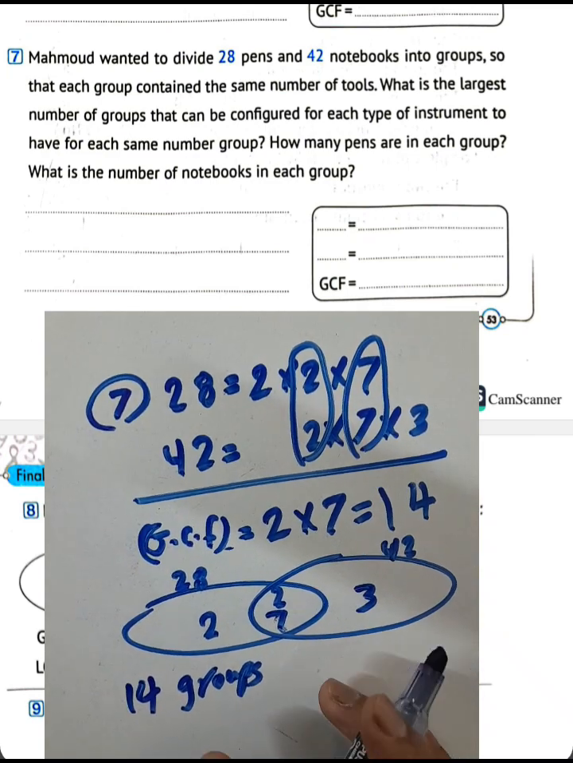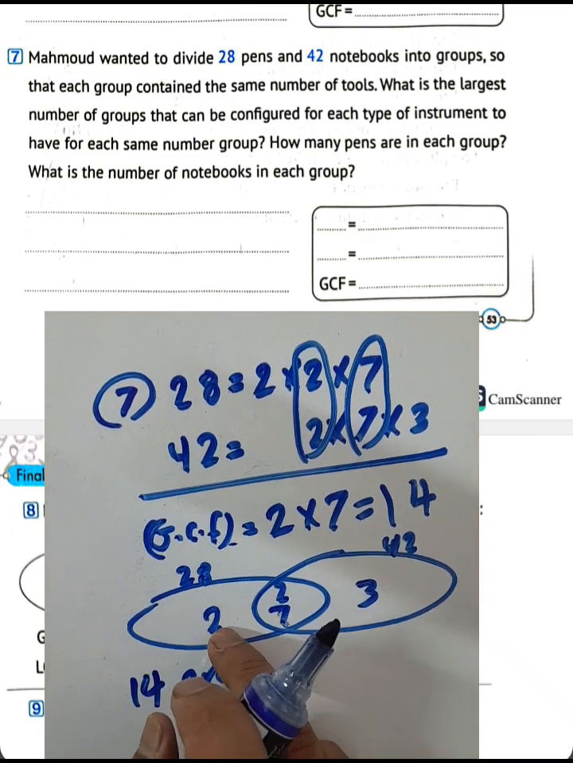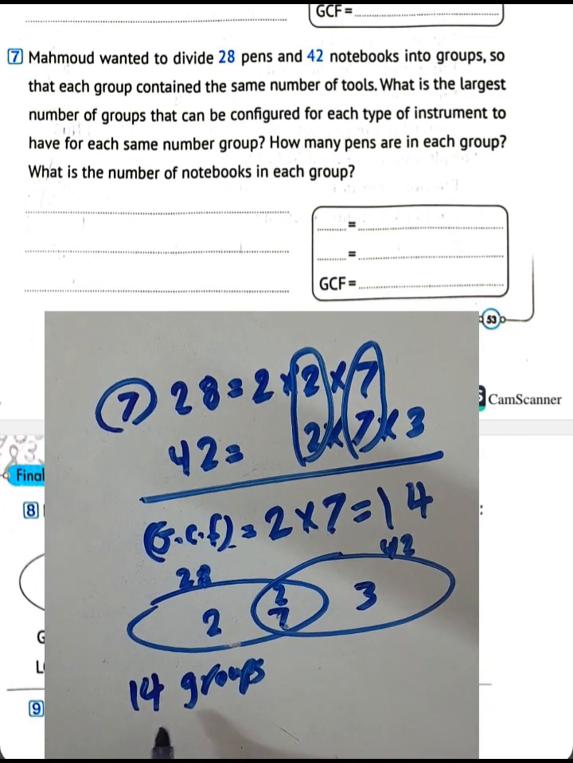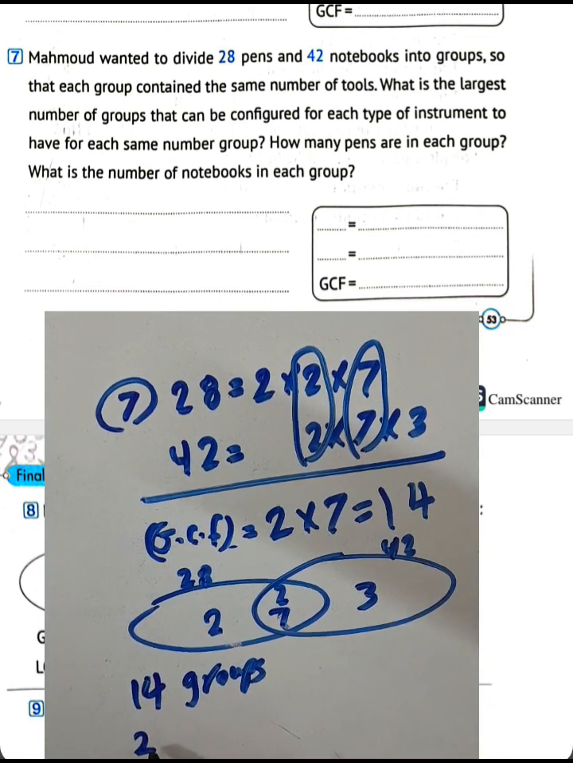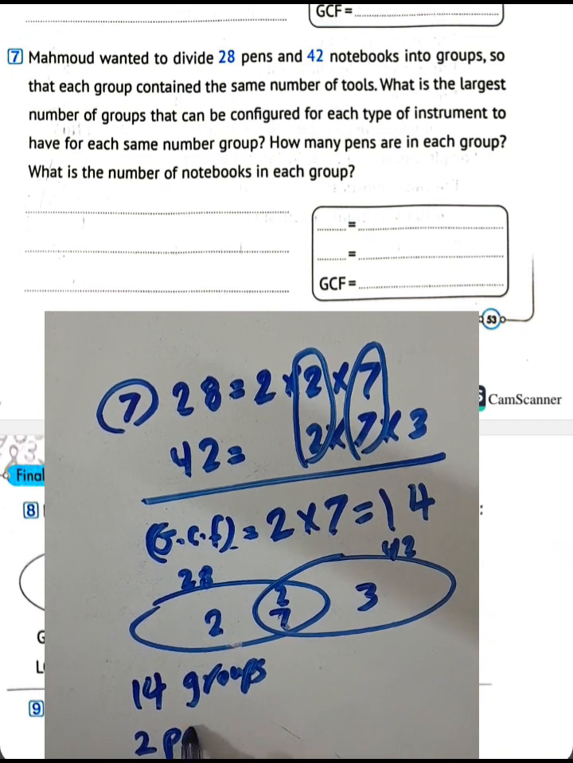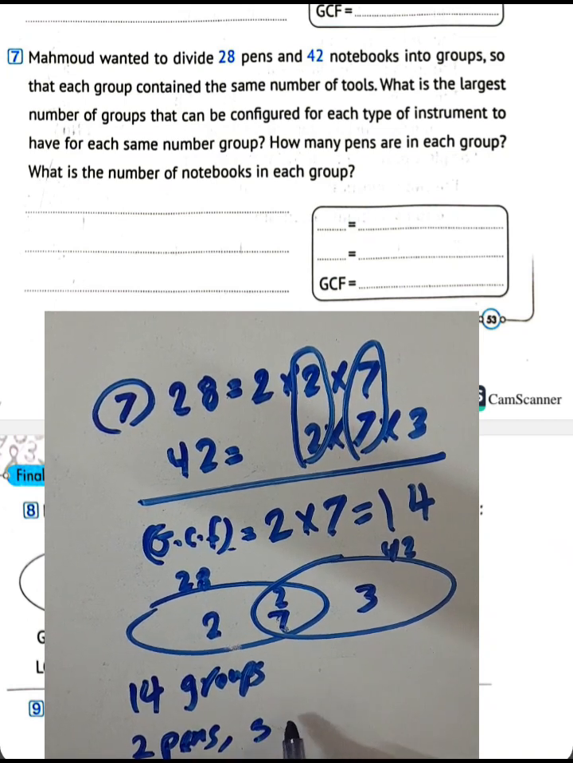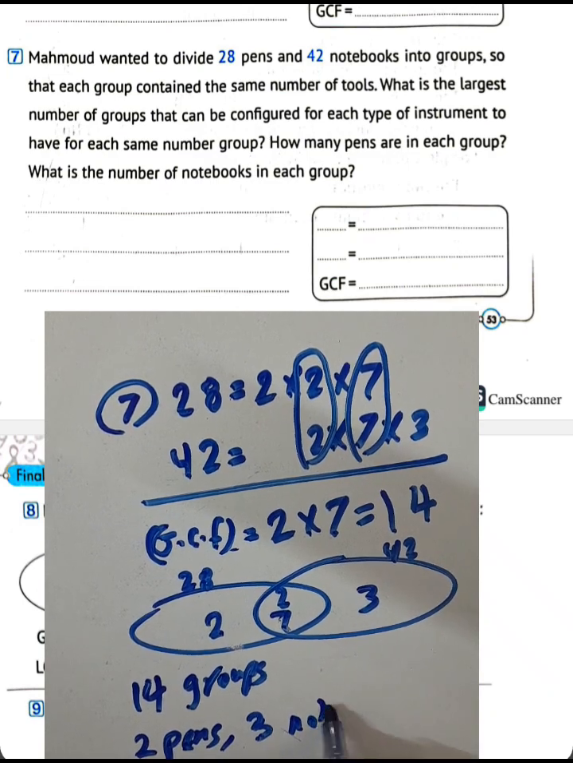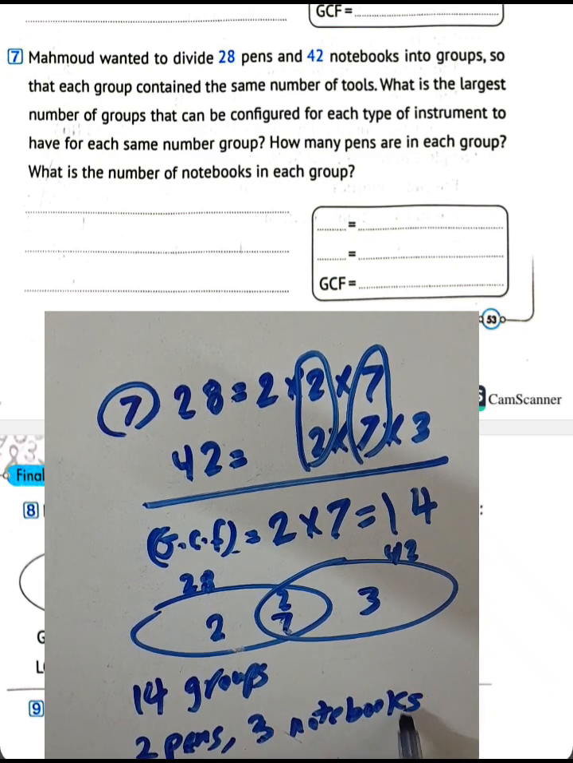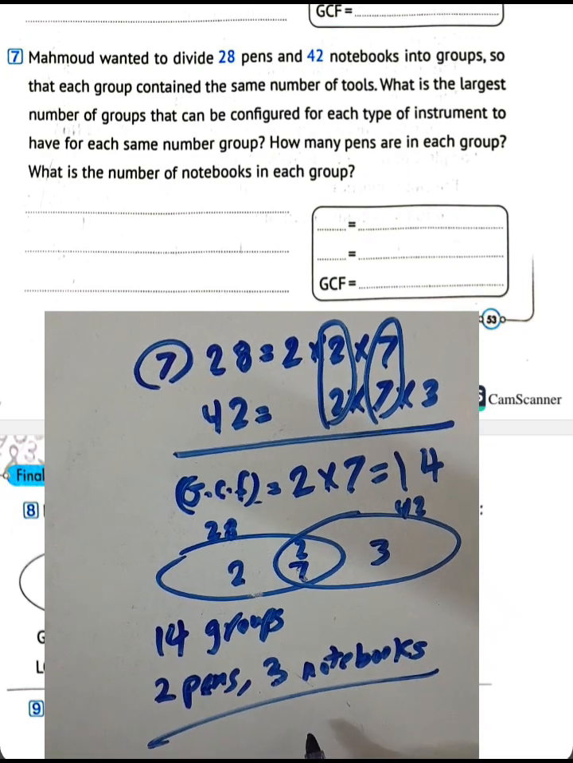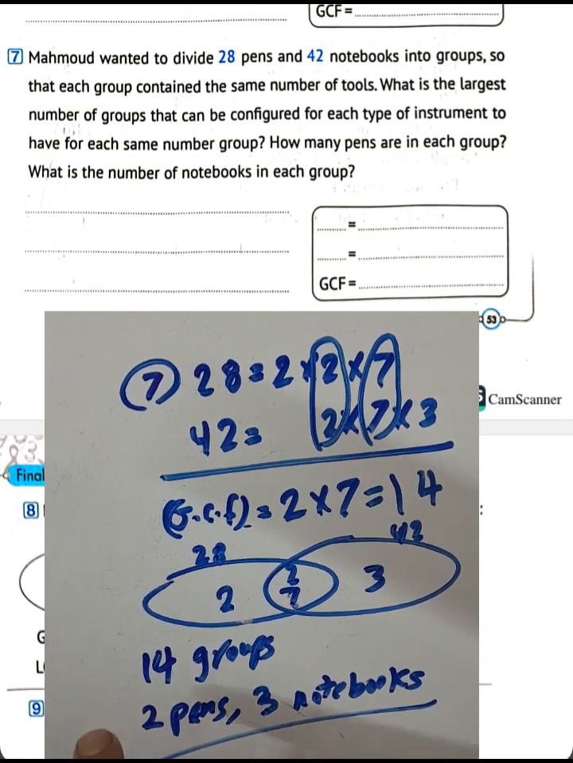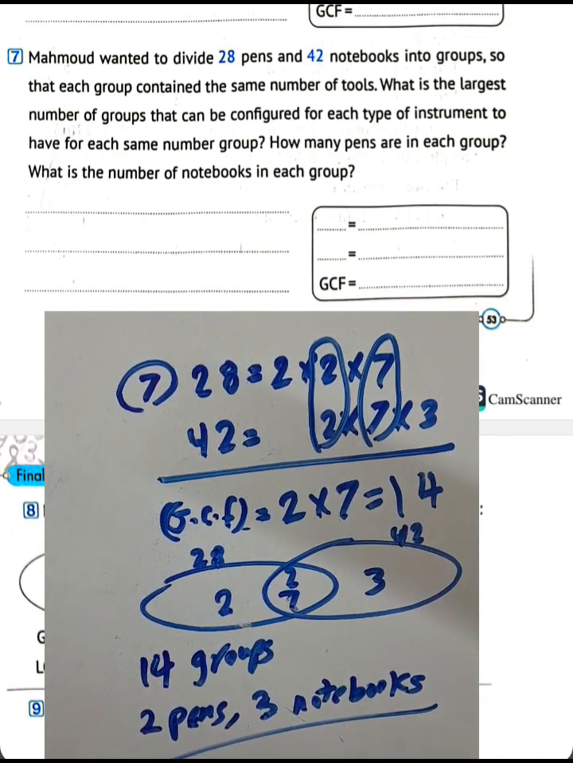In each group, 2 pens and 3 notebooks, okay. We have 14 groups, and each one contains 2 pens and 3 notebooks. Okay, understood. The greatest common factor between them equals 14, and we will have 14 groups, and each group contains 2 pens and 3 notebooks.